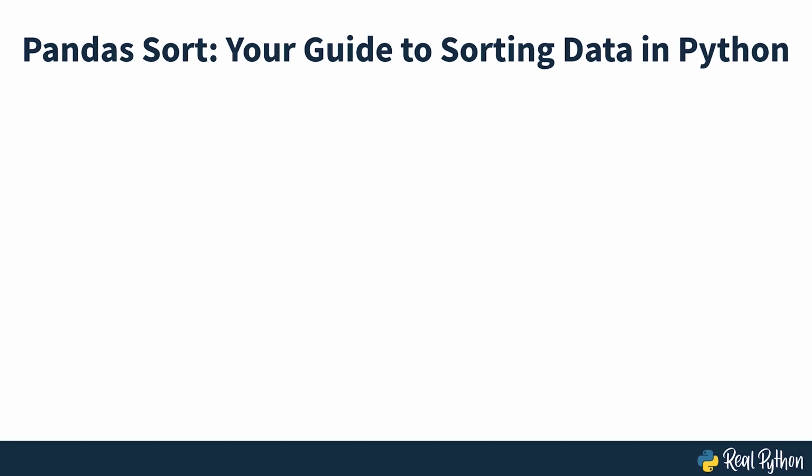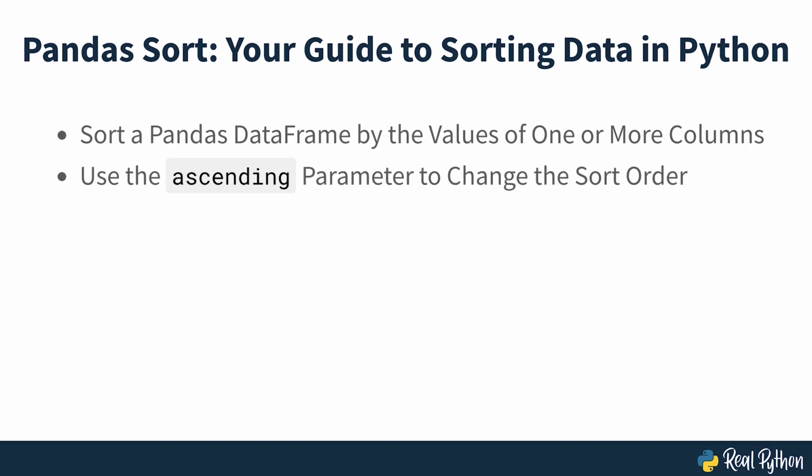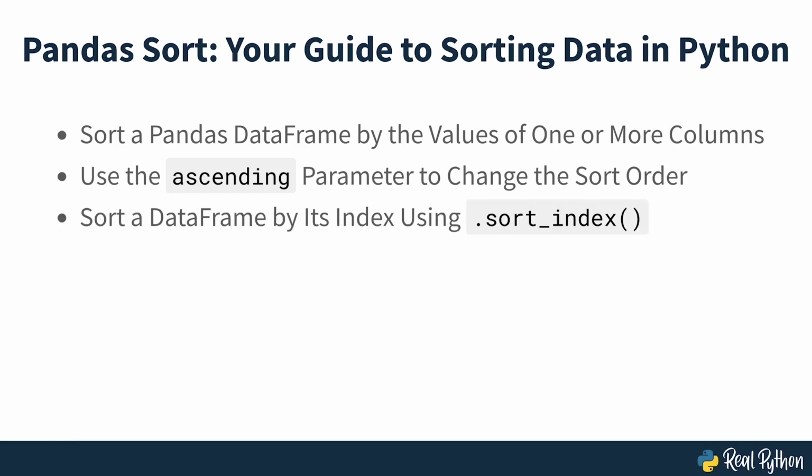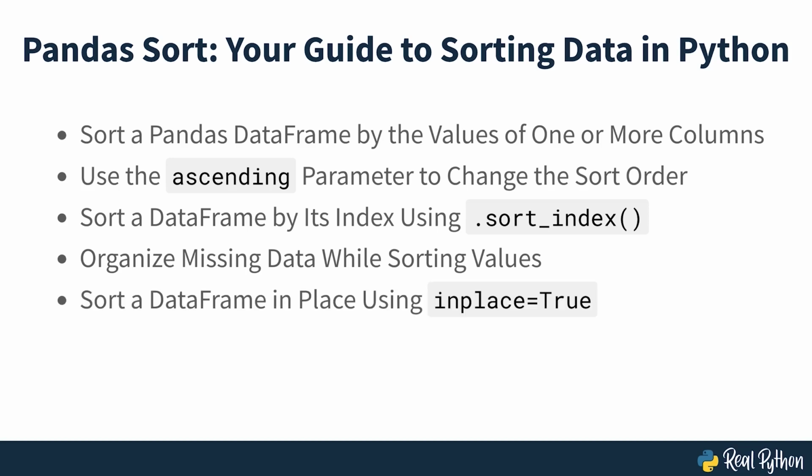By the end of this course, you'll know how to sort a Pandas data frame by the values of one or more columns, use the ascending parameter to change the sort order, sort a data frame by its index using sort index, organize missing data while sorting values, and sort a data frame in place using inplace set to true.